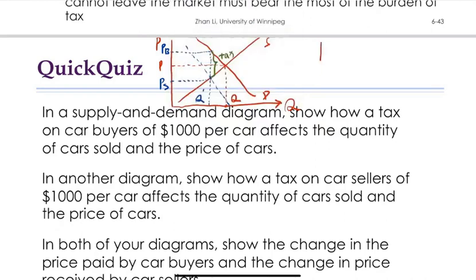Okay, now let's see the second case. So in the second case, we are talking about a tax which is imposed on sellers.